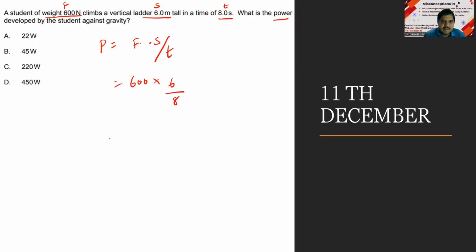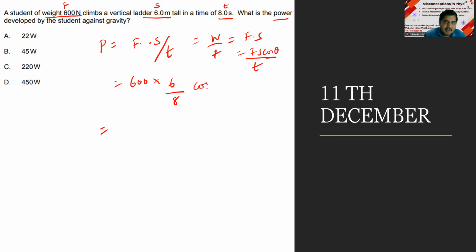In fact, you can always ask the question: this force, 600 Newton, what is this force? Is he applying it? No. This is a force exerted by gravity. Since power is equal to work done divided by time taken, and this work done should be equal to F dot S, this should now be equal to F S cos theta divided by time taken.